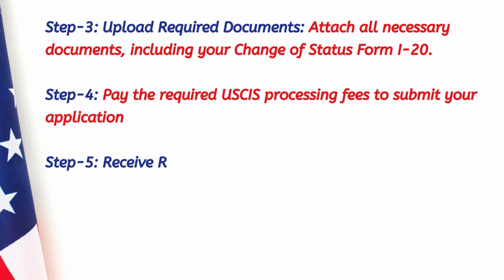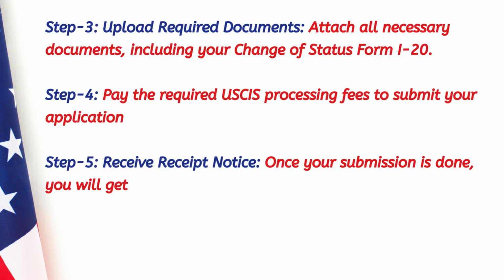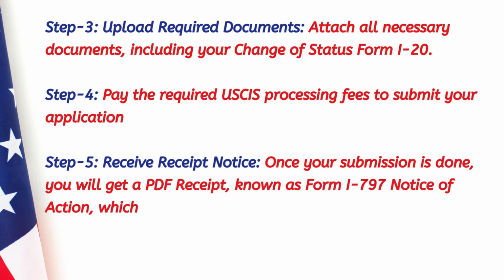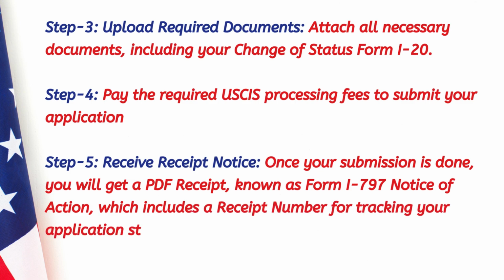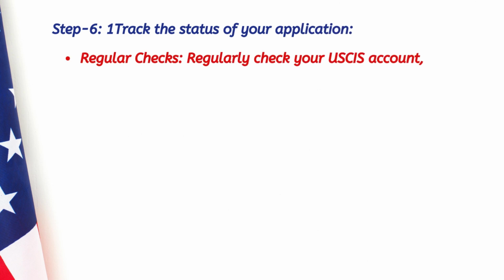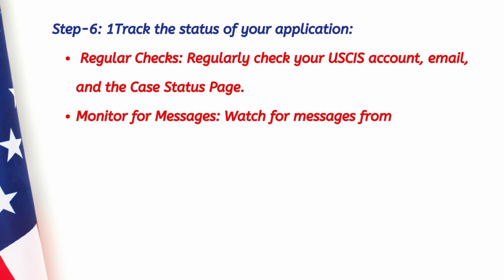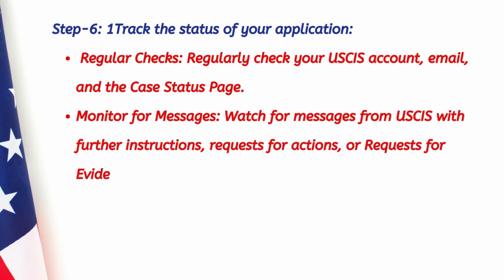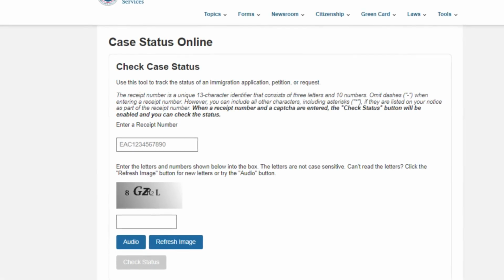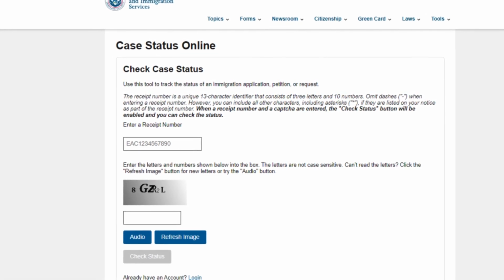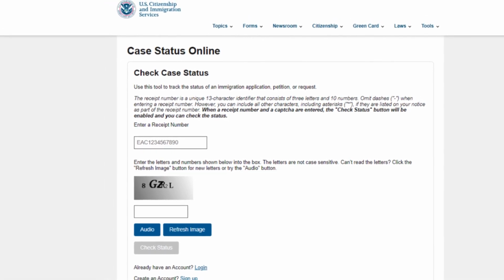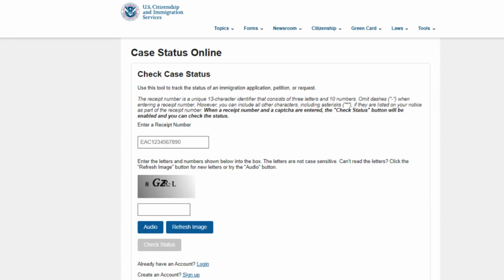Once submitted, you'll receive a PDF receipt known as Form I-797 Notice of Action, which includes a receipt number for tracking your application status. You can track your application status online, and it's important for you to regularly check your USCIS account, your email, and the case status page, as you may receive further instructions, request for actions, or a request for evidence, that is RFE, from USCIS.